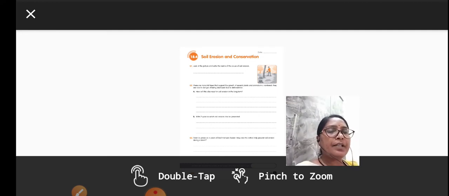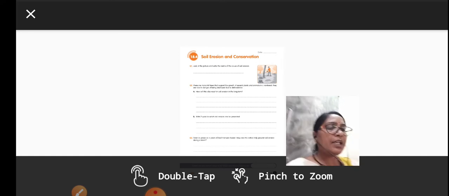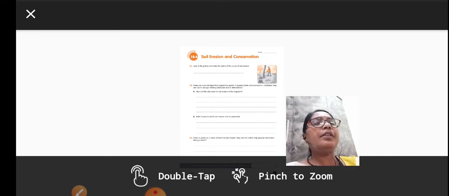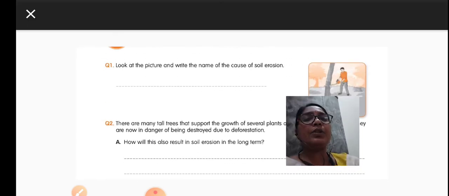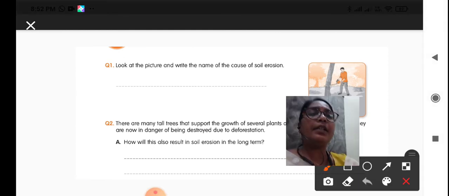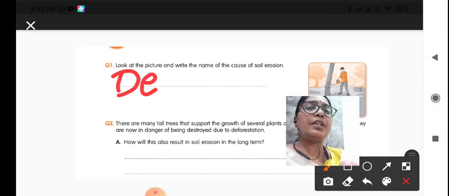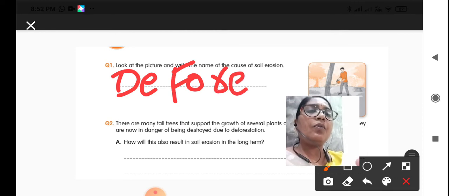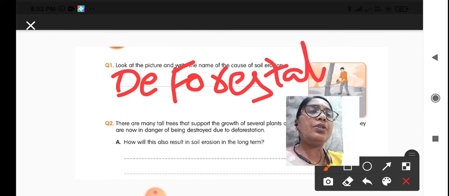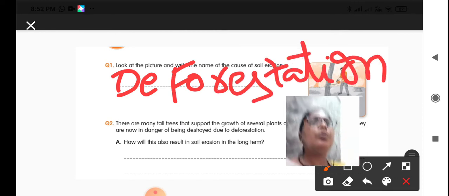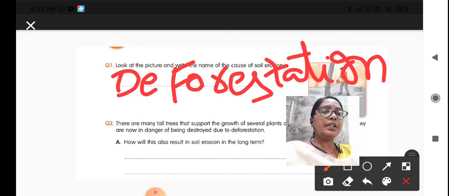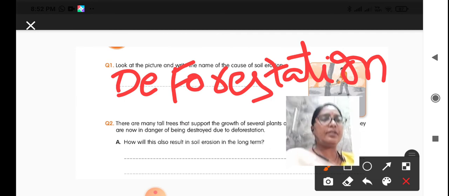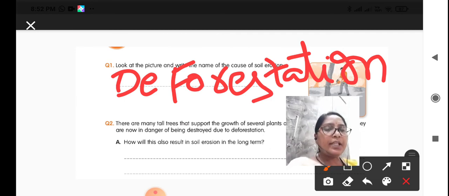Look at the picture and write the name of the cause of soil erosion. What this person is actually doing is cutting the plants on a large scale. This process is known as deforestation. He is doing deforestation, which causes soil erosion. I gave you a hint. You can write your own answer. Now see the next question.